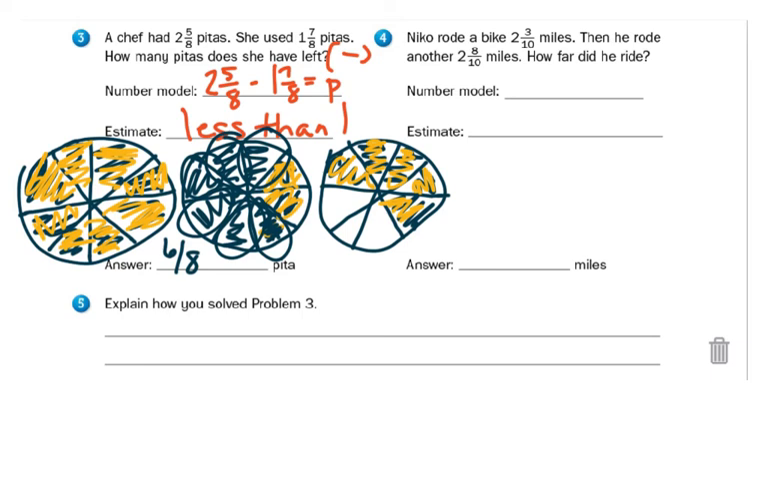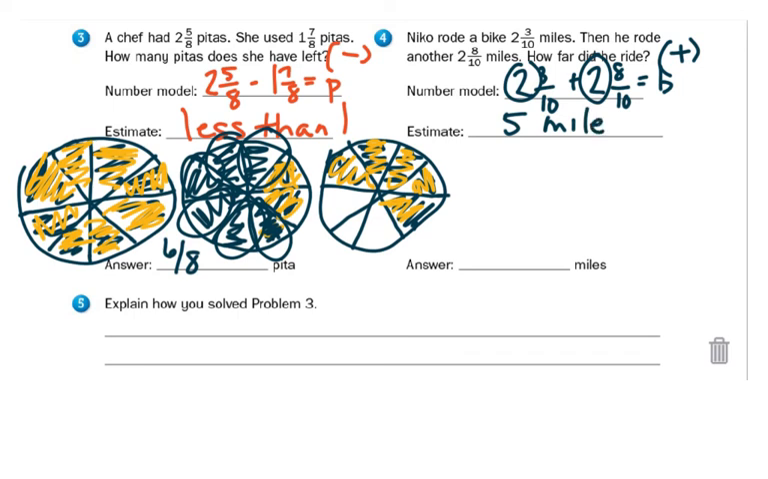And number 4, Nico rode a bike 2 3/10 miles. Then he rode another 2 8/10 miles. How far did he ride? So we're figuring out how much altogether. So we're adding it. 2 3/10 plus 2 8/10. I'm going to say B for bike. So my answer probably will be close to about 5, because 2 and 2 is 4, and those fractions are going to be equal to a little bit more than 1. So I'm going to say about 5 miles.